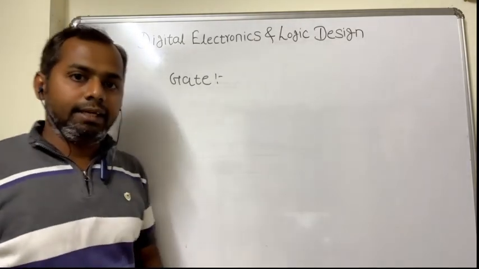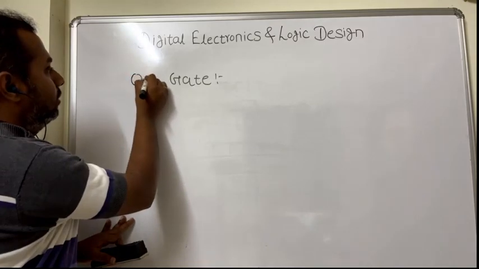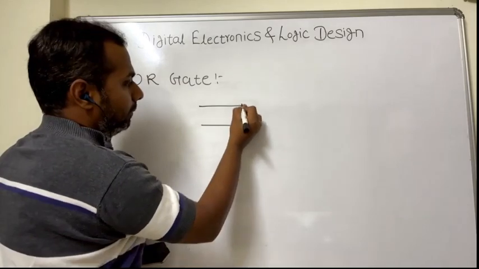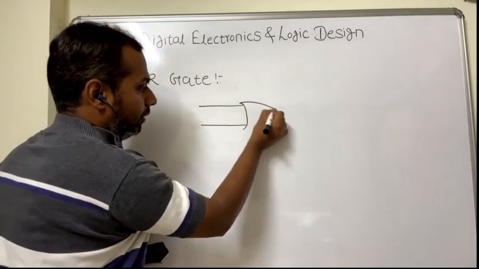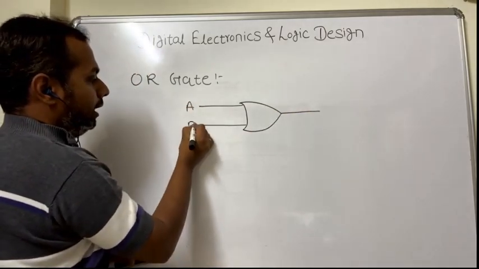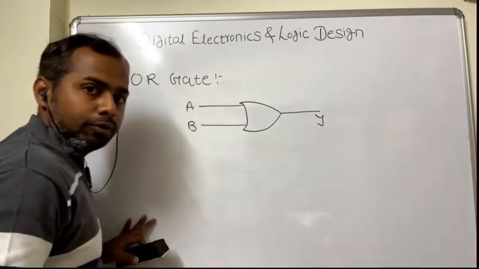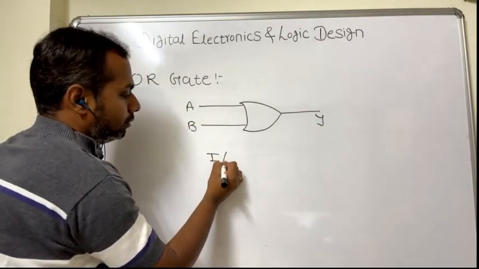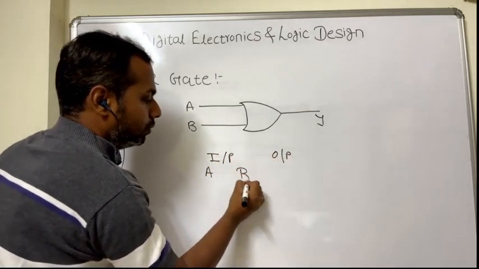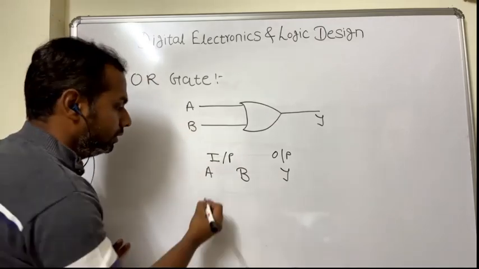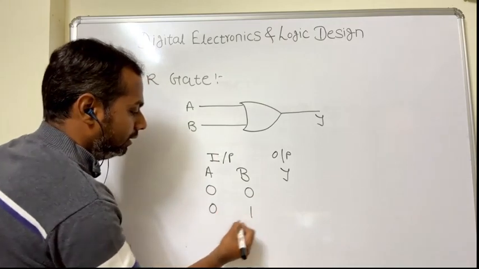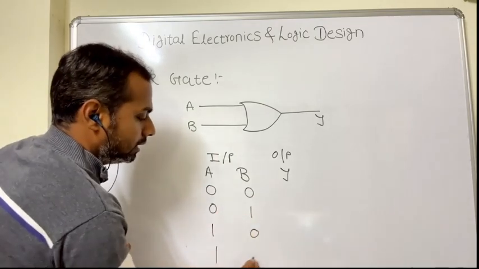Now the second basic gate that we are going to discuss is the OR gate. First let me draw the symbol of OR gate. Again, OR gate with two inputs and one output. Let us assume A and B are inputs and Y is the output. Now we write the truth table for OR gate. Again, it has two inputs A, B and Y is the output. Again we write the four possible combinations of binary 0 and 1, and the last is 1 1.